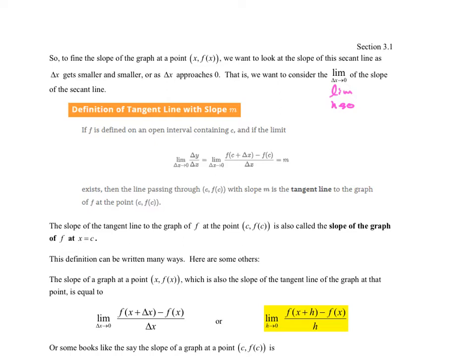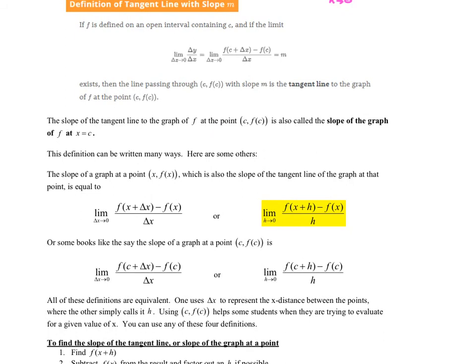It says, if f is defined on an open interval containing c, and if the limit as delta x approaches 0 of change in y over change in x, which is the slope of the secant line, equals m, exists, then the line passing through c, f of c with slope m is the tangent line to the graph of f at c, f of c. So what did they just say?